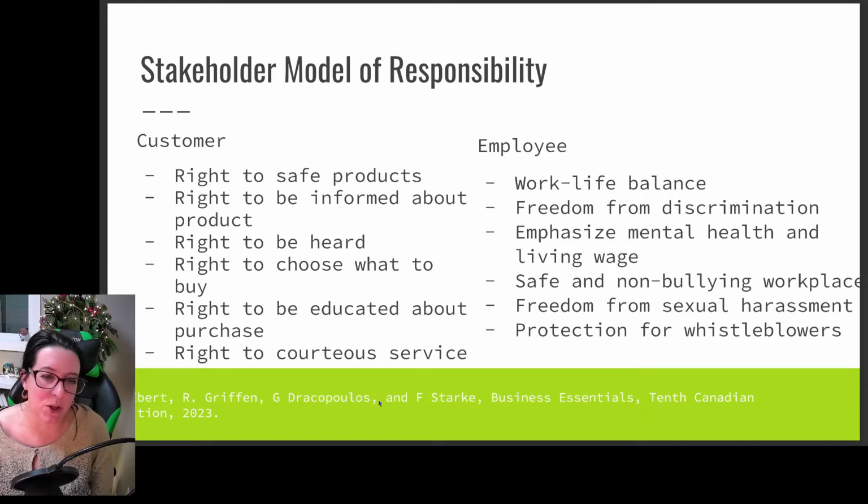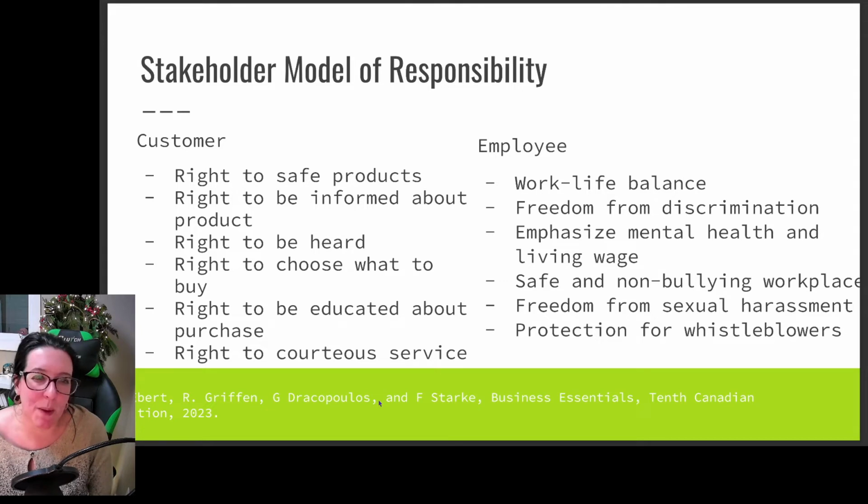If you have concerns or complaints, you have a right to provide those to the organization, and you have a right to choose to buy a product from us or not, and a right to courteous service, right? Customer service is important in dealing with our customers. So there are expectations in terms of how the customer is treated, the information the customer gets. These are all social responsibilities that are set forth.